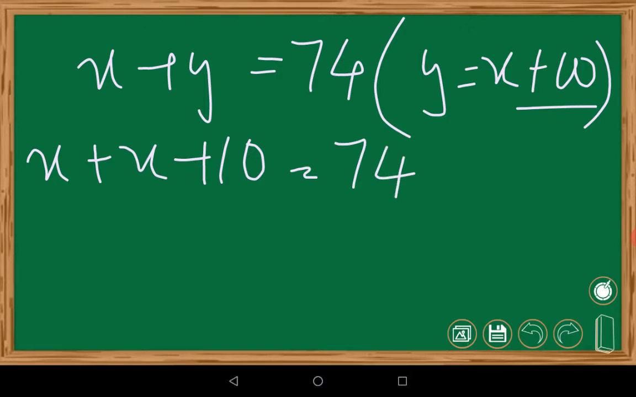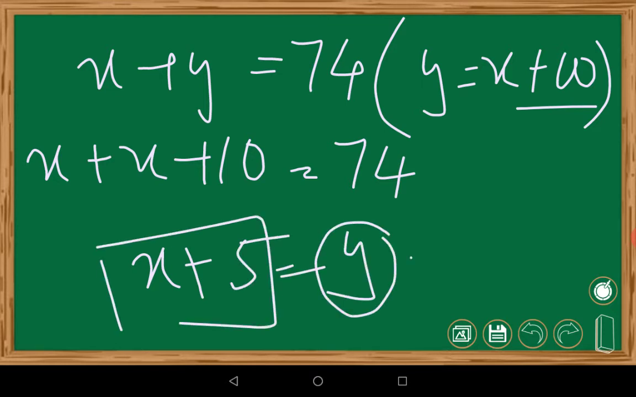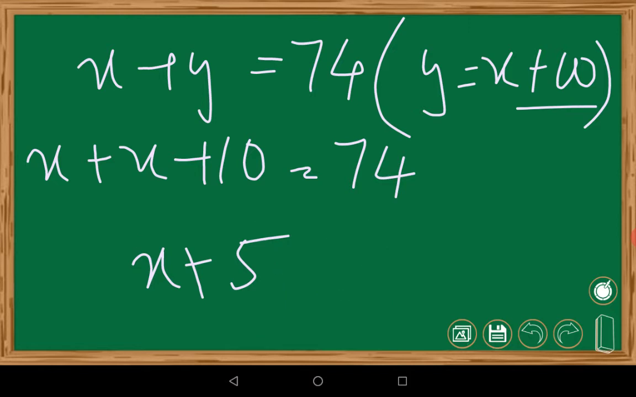Hope you all understood why I have written x plus 10. See, suppose x plus 5 is equal to y, then instead of y I can write x plus 5. In the same way I have written x plus 10 in the place of y. Understood? So I have given one example also.